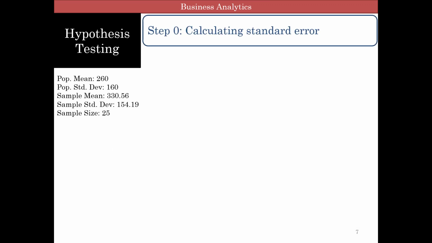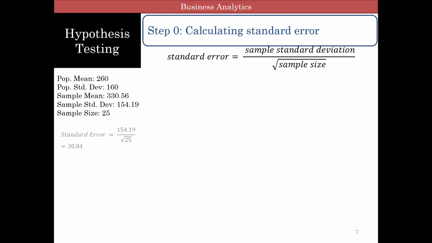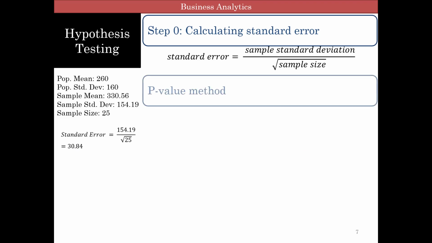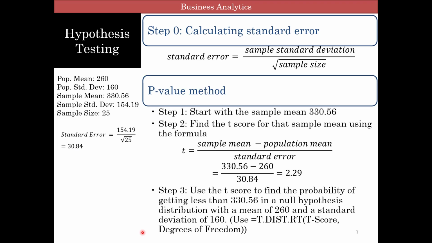So the first step is to calculate the standard error. Here's the formula. Remember, now we're using the sample standard deviation divided by the square root of sample size, which gives us 30.84, and which forces us to use t-scores. So here's the p-value method.